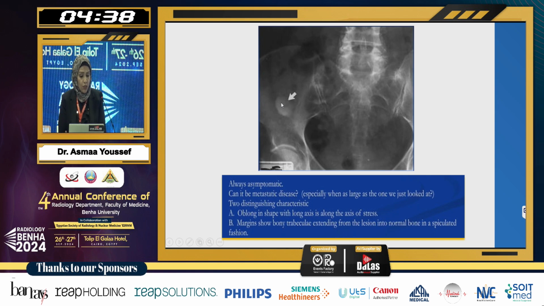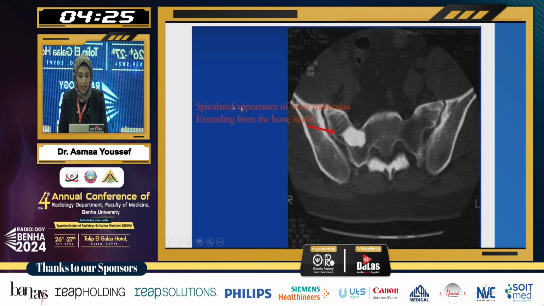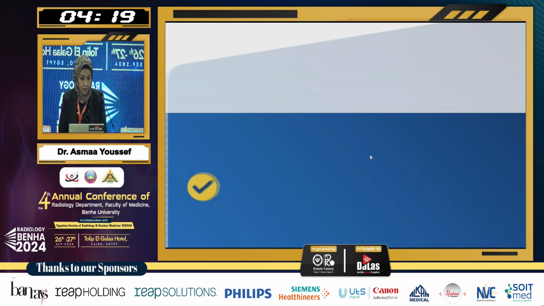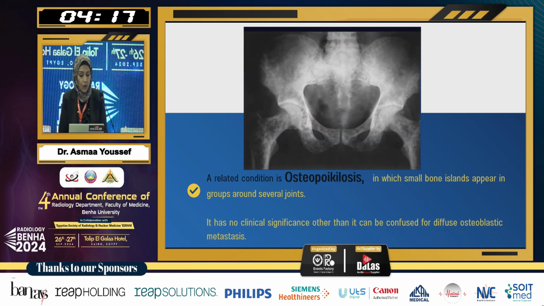There are two distinguishing characteristics. First of all, it is oblong in shape, with its long axis along the long axis of stress. Margins show bone trabeculae extending from the lesion into the normal bone in a spiculated pattern. Here, we can focus on the spiculated pattern of the bone trabeculae extending from the bone island. A related condition is osteopoikilosis, in which small bone islands are widespread in groups around several joints.